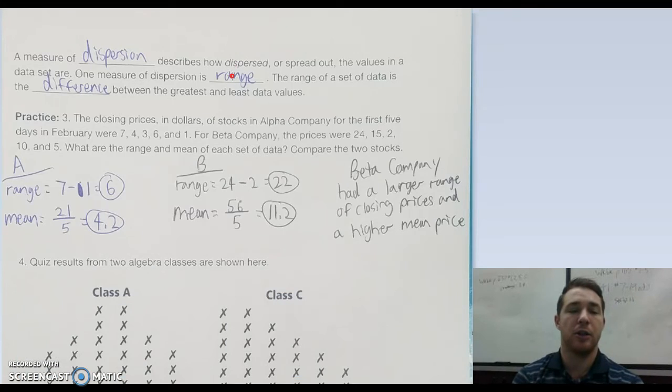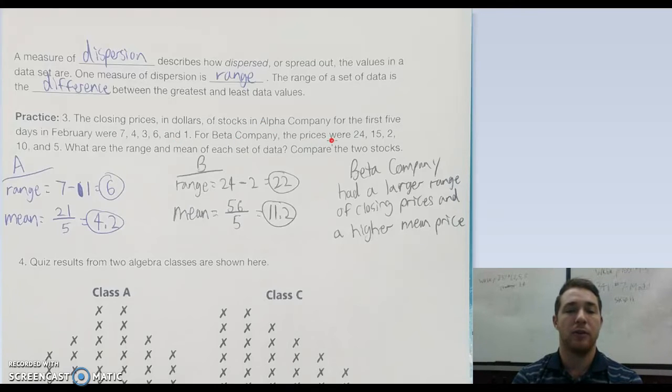One measure of dispersion that we can talk about is called the range. The range in a data set is the difference between the greatest and the least data values. So if we try that with this example, we have 2 companies, and the stock prices in Alpha Company for the first 5 days in February are 7, 4, 3, 6, and 1.